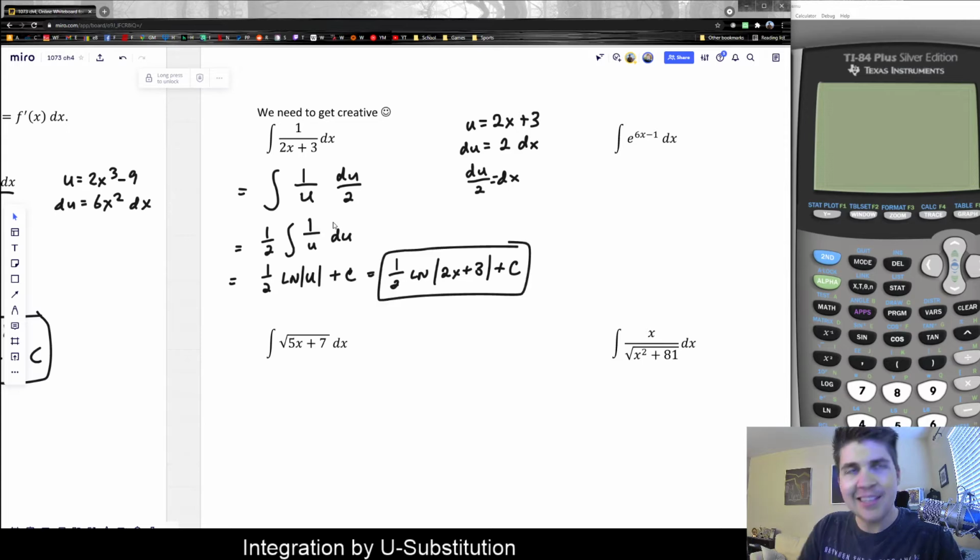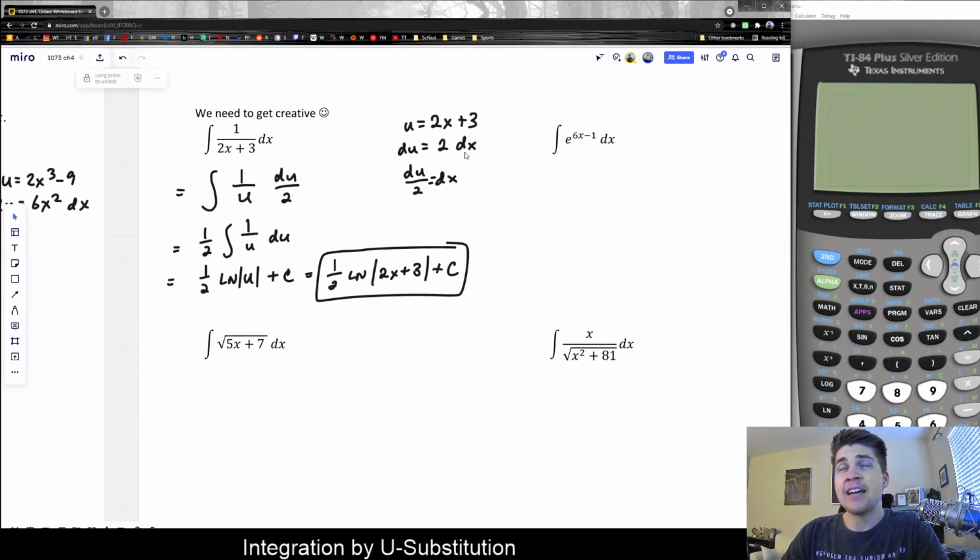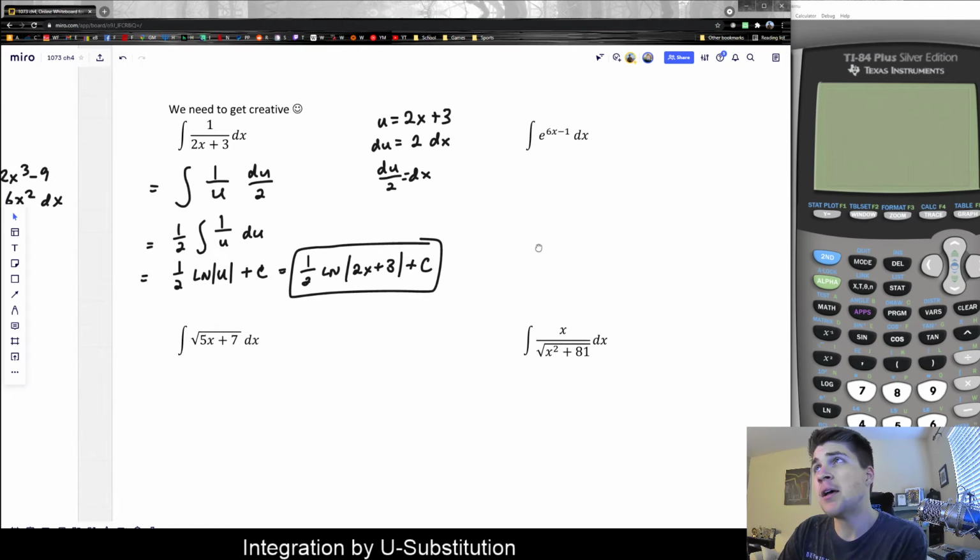So in that case, basically the only thing that we had was an additional factor of 1/2 that came through from the fact that du gave us an extra factor of 2. And what you'll notice in the antiderivative is we have the reverse factor 1/2 coming through.